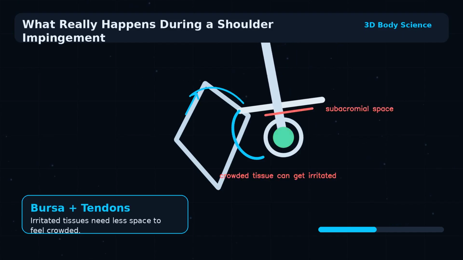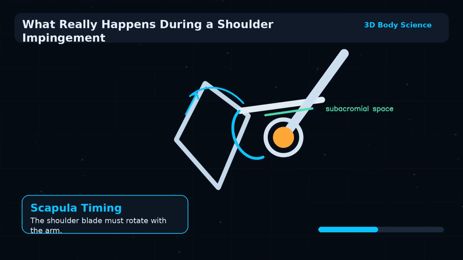The shoulder blade is a major part of the story. When you raise your arm, the scapula should rotate, tilt, and glide along the ribcage. This is sometimes called scapulohumeral rhythm.